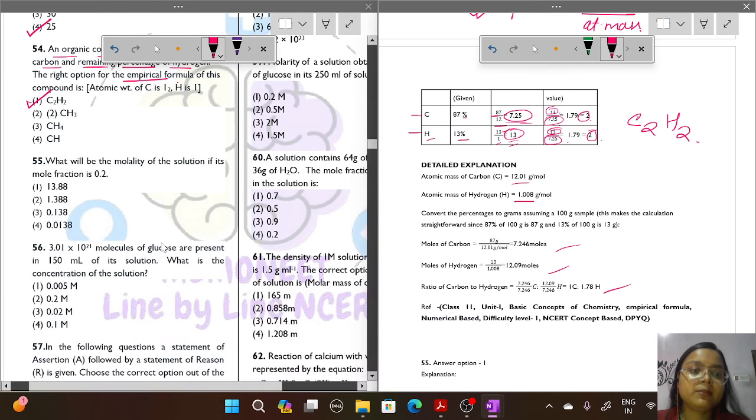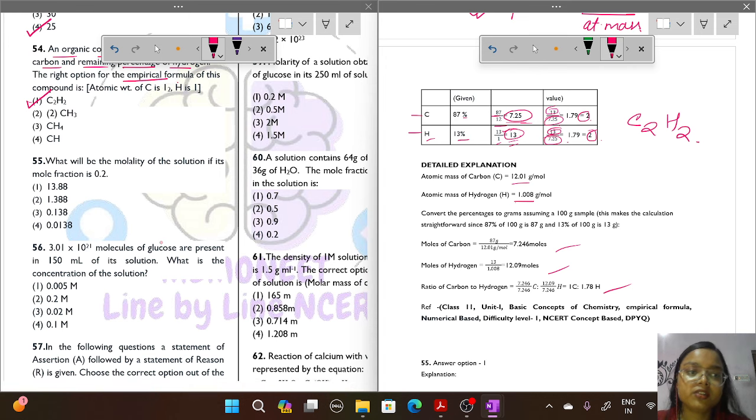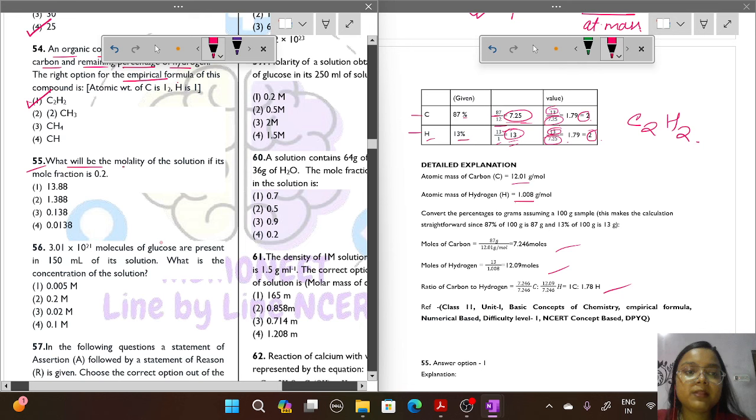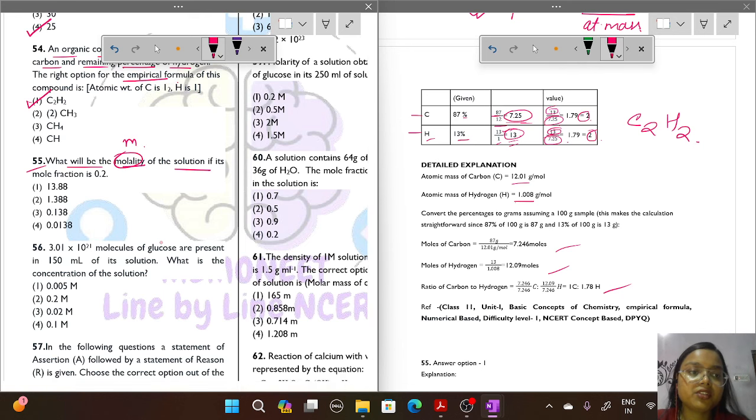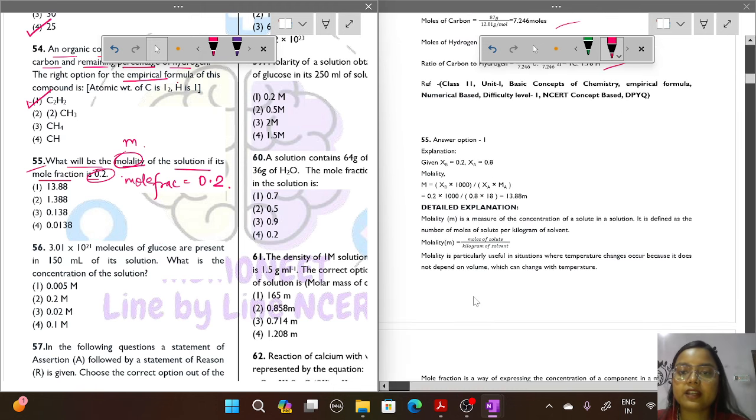Next is question number 55. What will be the molality of the solution if its mole fraction is 0.2? Molality is small m. The mole fraction is given as 0.2, and we have to find out the molality, which means small m.